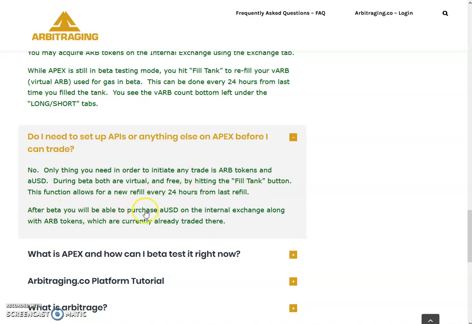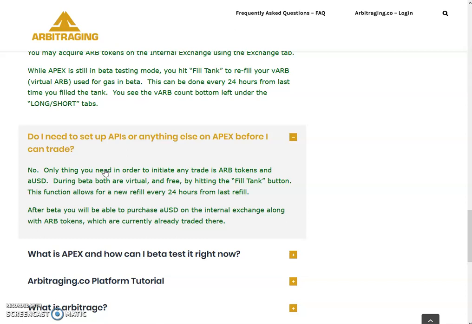After beta, you will have to purchase AUSD. You will be able to purchase AUSD on the internal exchange along with ARB tokens, which are currently already traded there. So you don't need to connect any API. You don't need to do anything. You just need to have two things to use Apex, which are ARB token and AUSD.